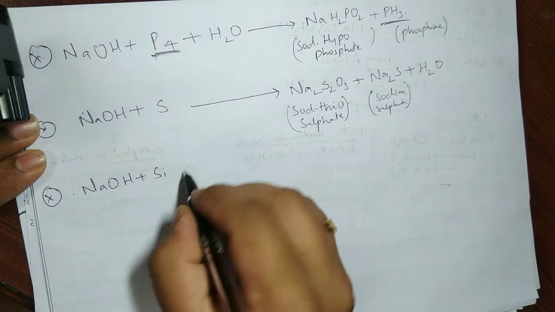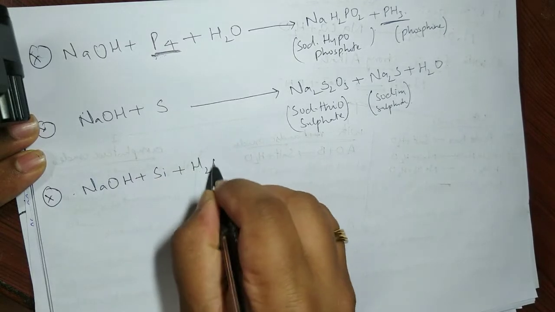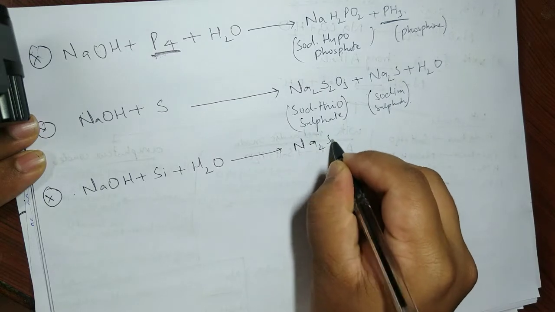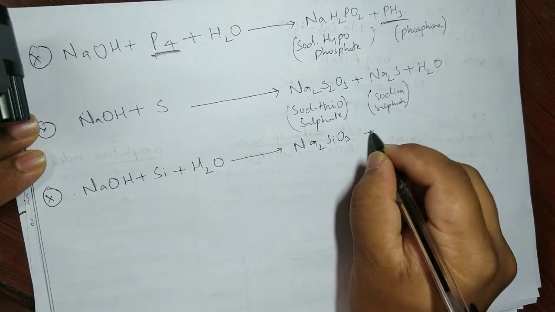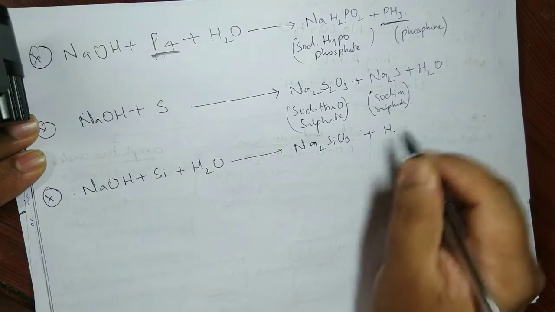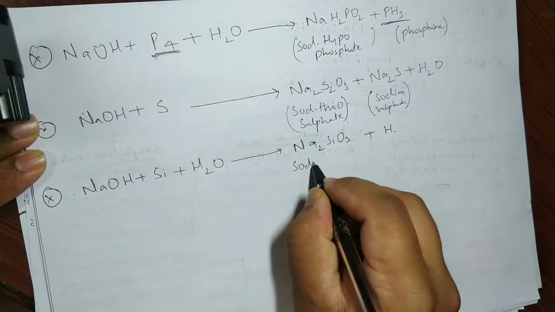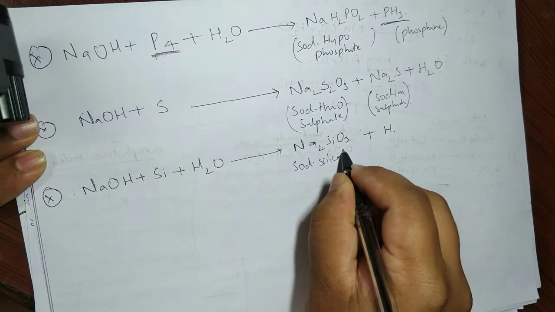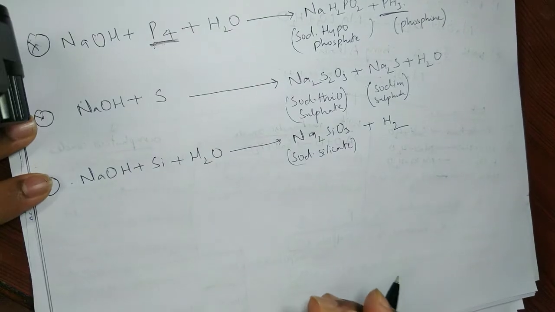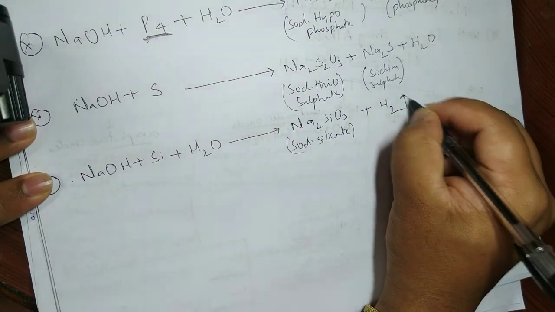And then reaction with silicon, NaOH plus silicon, and this is also aqueous medium, will form Na2SiO3. What is the name? Sodium silicate. We know it already. Yes or no? Sodium silicate. It liberates what? Hydrogen gas. Hydrogen gas is liberated in this reaction.